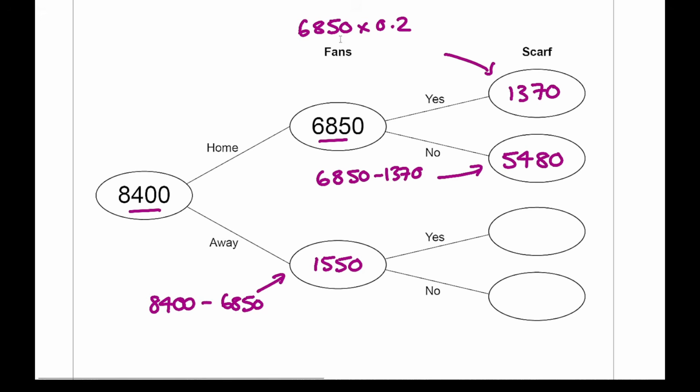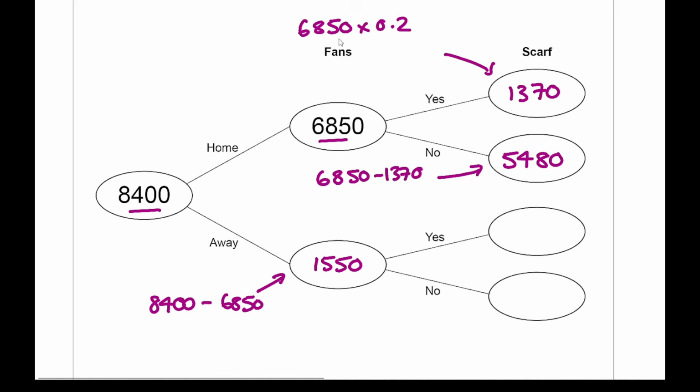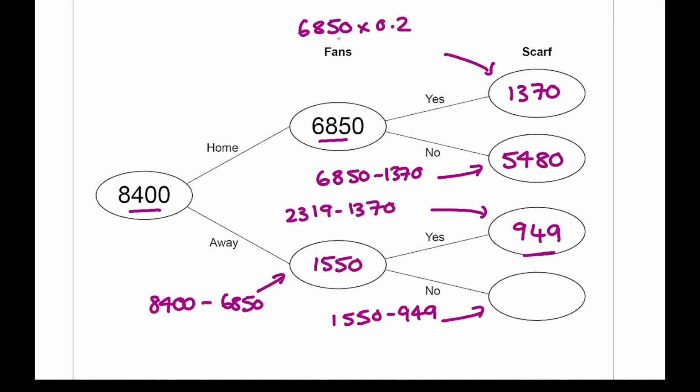Then going back to the last bit of information, it then tells us that 2,319 people wear a scarf. So if the home fans is 1,370, then all I need to do for this one is 2,319 minus 1370, and that gives me an answer of 949. And then finally, for the last little oval, I do 1550 minus 949, because these two need to add up to 1,550, and that gives me an answer of 601.